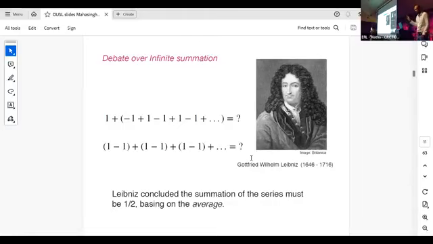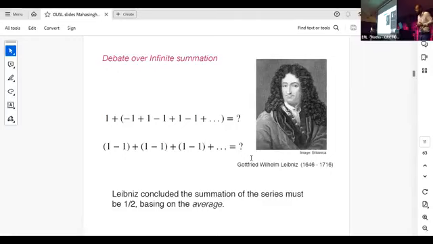So Leibniz actually adopted the same view. He said, okay, one is one solution, zero is another solution. Take the average, half, right? So 50% say it is one, 50% say it is zero. You take the average, it is half. So Leibniz says it is half. Now we can laugh and make fun of it, but a great mathematician like Leibniz thought it is equal to half, basing on the idea of average.